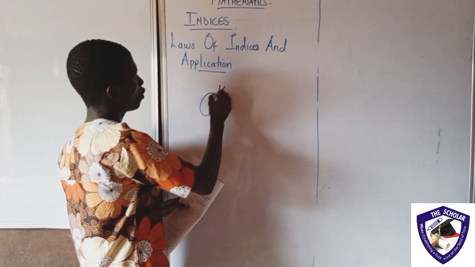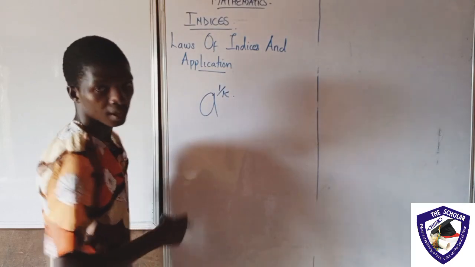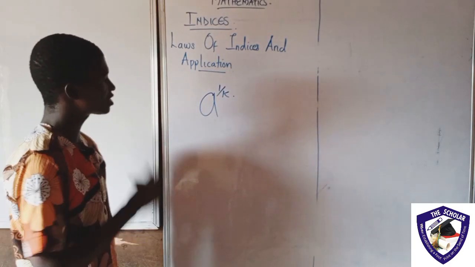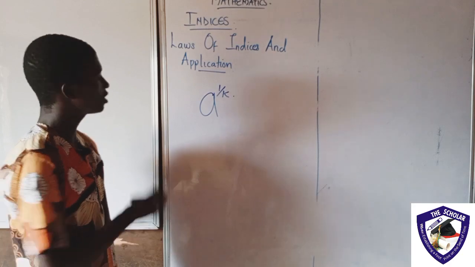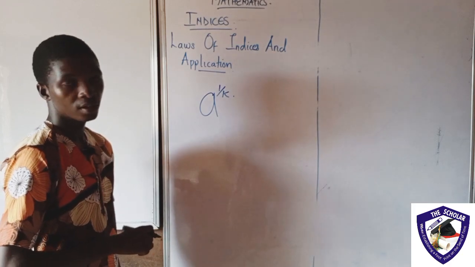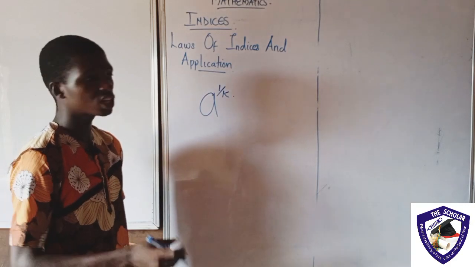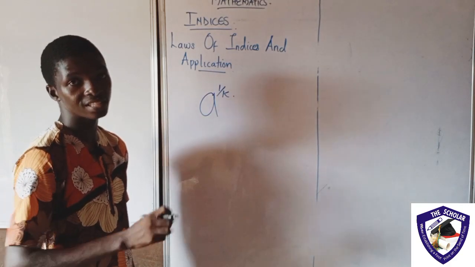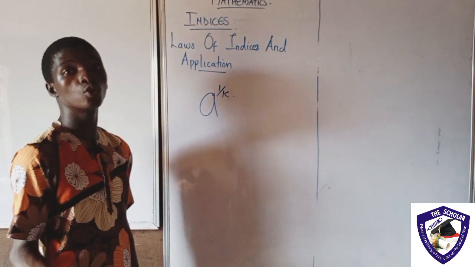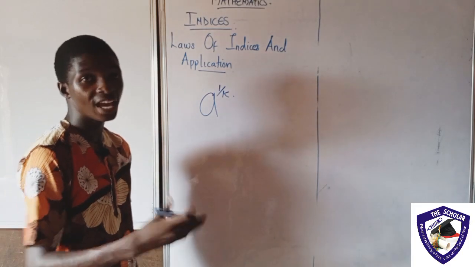a raised to the power 1 over k. This is quite similar to the one we just saw, but here we are applying something else. This 1 over k is not talking about the nth root. It's talking about a root that is not yet defined. For example, it could be a cube root, it could be a square root, it could be any root.